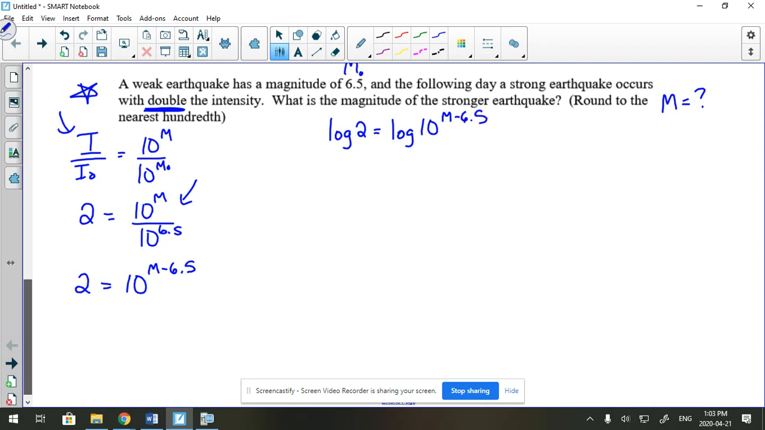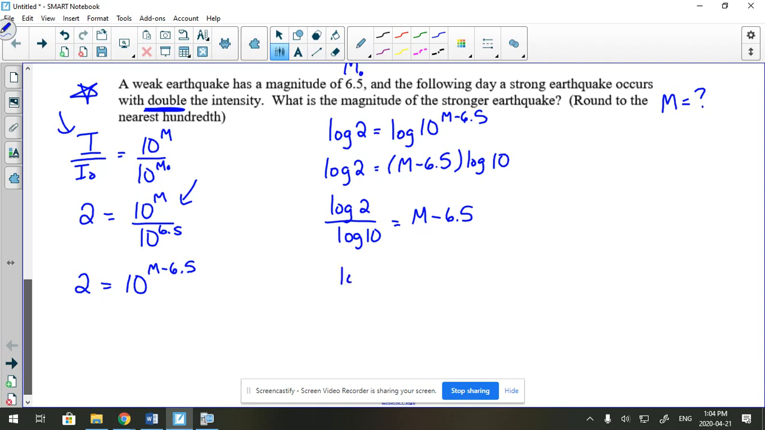Once you take the log of both sides, now you can use your log rules. Now we're going to get rid of that exponent, which is tricky to deal with, by popping it in the front. Okay, so I want to figure out what M is. So that means I need to isolate the M. So what I'm going to do now is I'm going to divide both sides by log 10. And this is what I'm left with here. And now to solve for M, I can see I just need to add 6.5 to both sides.